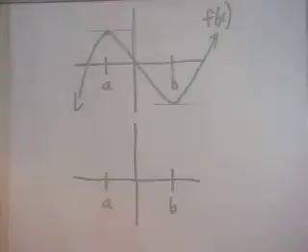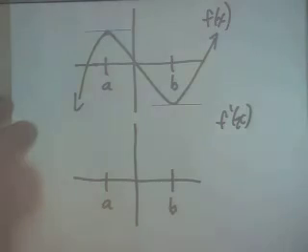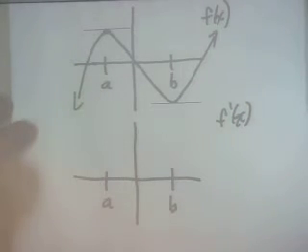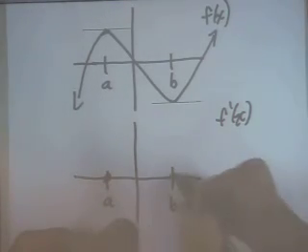Now, remember that the derivative of a function is itself a function that, if you put in an x value, gives out the slope of the tangent at that x value. So therefore at a and b, the derivative of f would be 0.